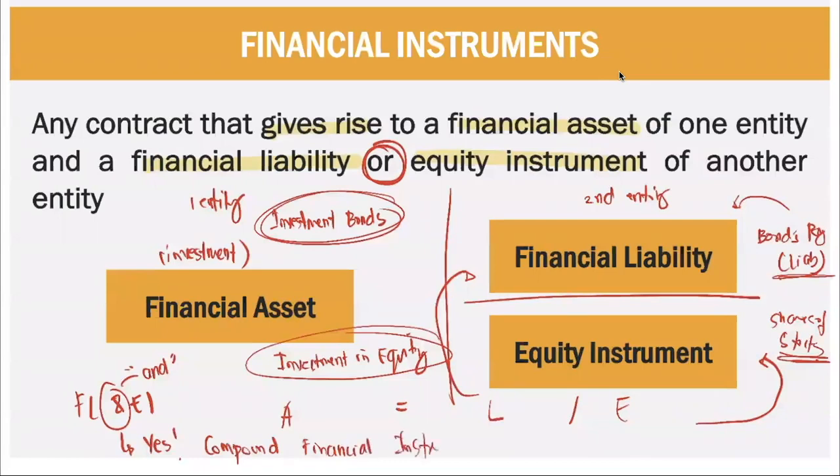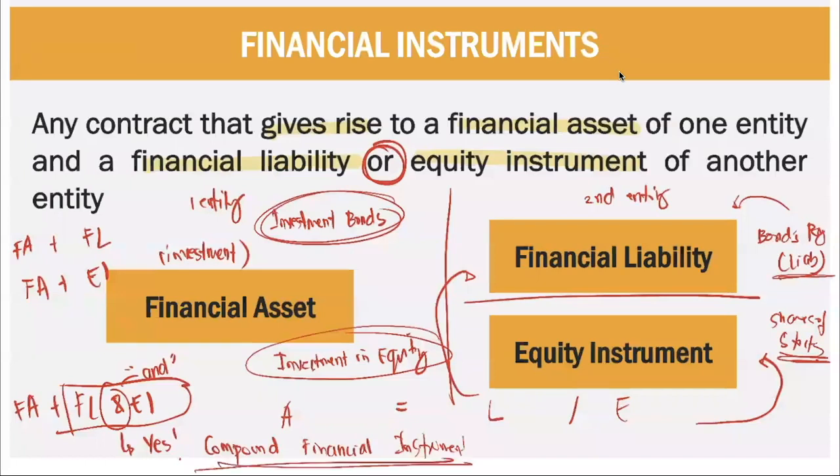Okay? So guys, if it's purely financial asset plus financial liability, the combination is either financial asset plus financial liability or financial asset plus equity instrument. But what if we have financial asset plus financial liability and equity instrument? What do we call that one? We call it a compound financial instrument. Okay. Having now an idea on what is a financial instrument, let's take a look and dwell on what is a financial asset, what is a financial liability, and what is an equity instrument.